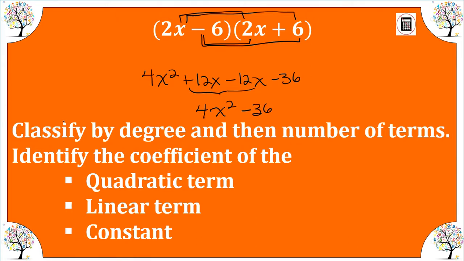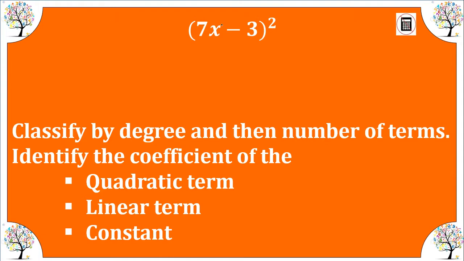So this is a quadratic because we have a highest exponent of 2, and it's a binomial. We have two terms. Okay, the coefficient of the quadratic term is 4. The coefficient of our linear term is 0, and our constant is negative 36.